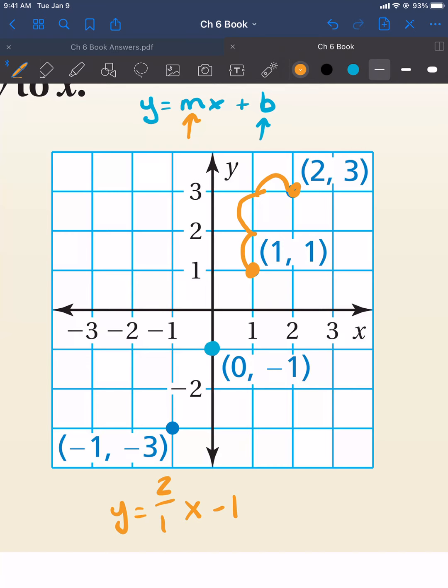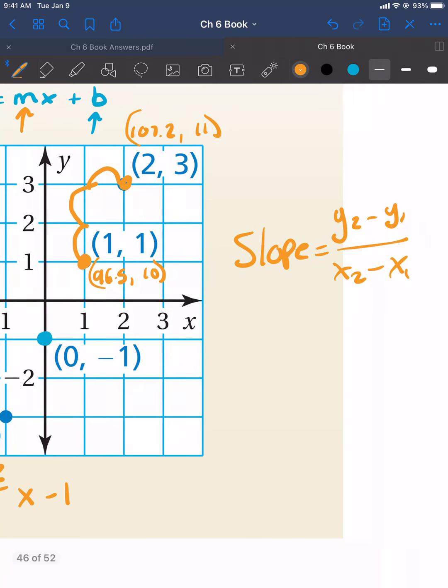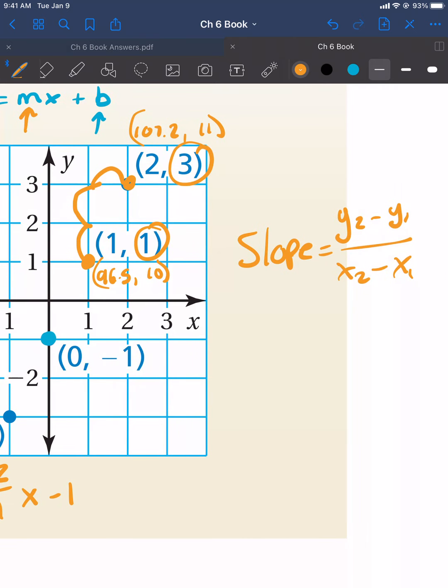Now, let's say they gave you some crazy ambiguous numbers that were like 107.2, comma 11, and this one was 96.5, comma 10. What if these were crazy numbers and you didn't want to count all of that, right? Then use Preston's handy dandy, oops, not y, sorry, m, which is slope, equals what again? You got to remember, y's go on top, okay? Then you could say, okay, let's take 3 minus 1 and then 2 minus 1, right? And then we'd get slope.